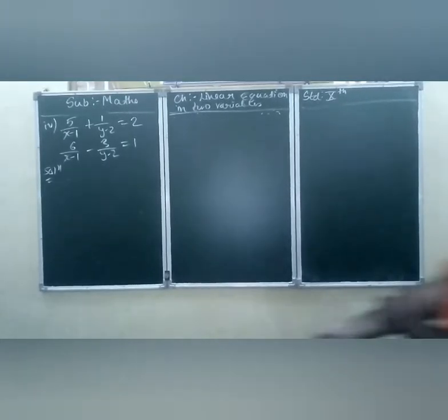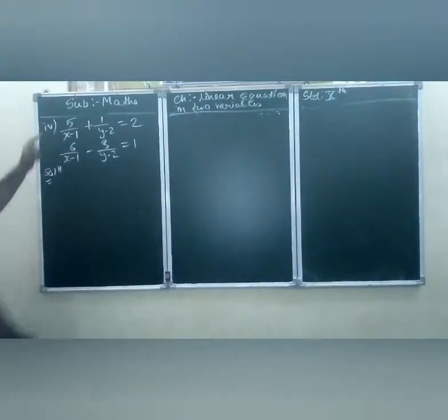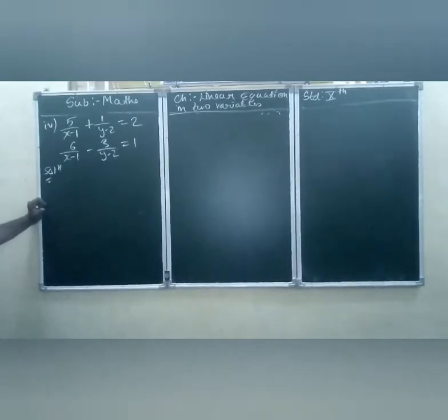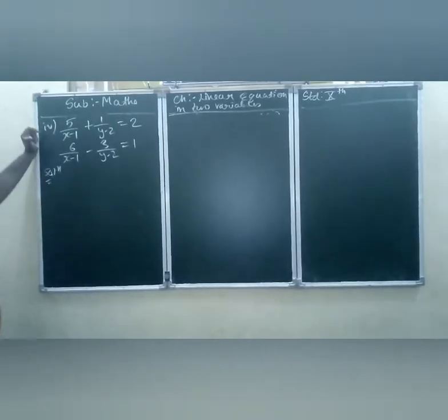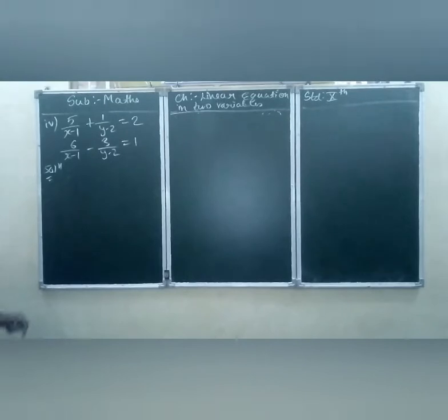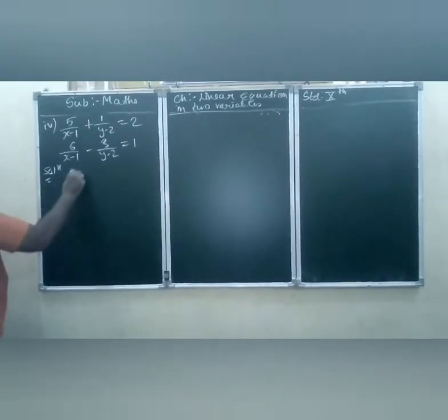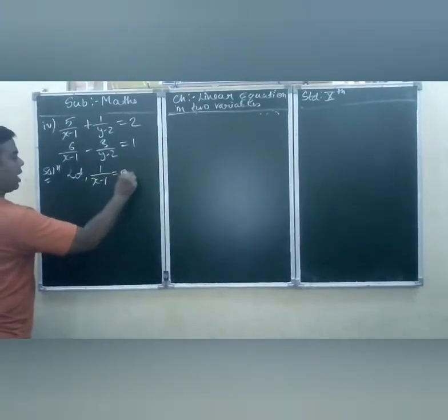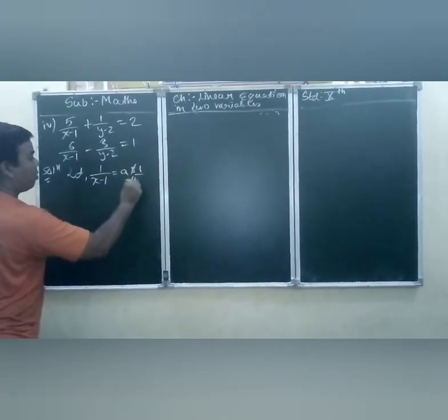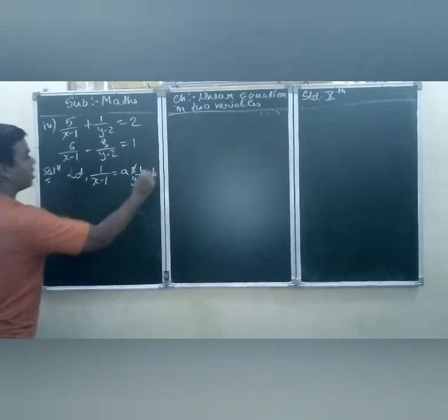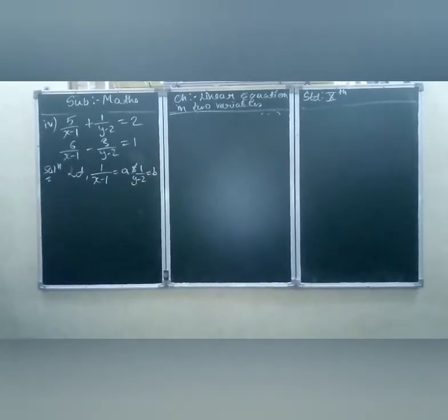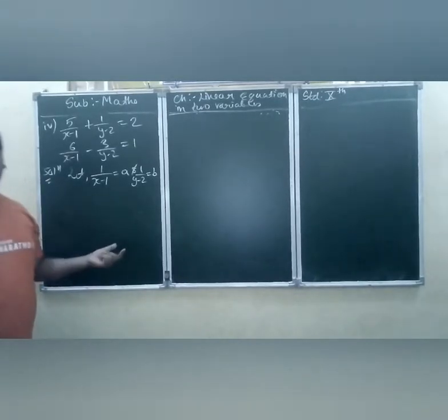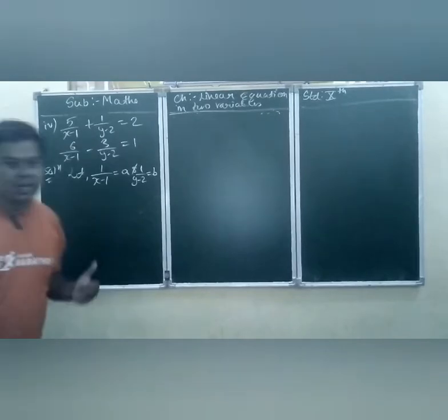Okay. So now in question number 4: 5/(x-1) + 1/(y-2) = 2, and 6/(x-1) - 3/(y-2) = 1. This is a more complex question. So let 1/(x-1) be a and 1/(y-2) be b. Now it's not compulsory to take only a and b; you can take any other variables like u and v.